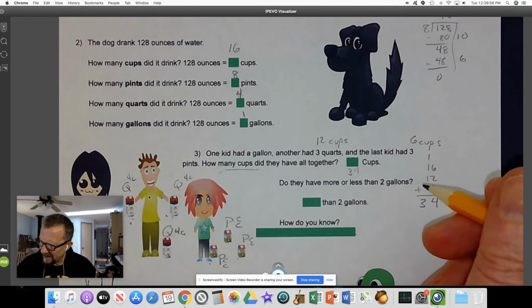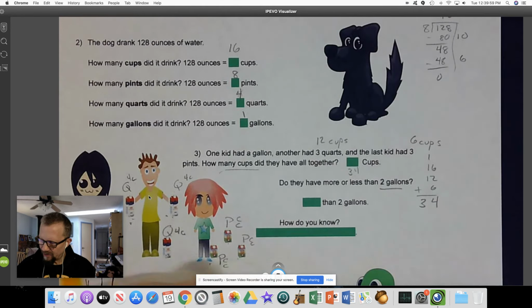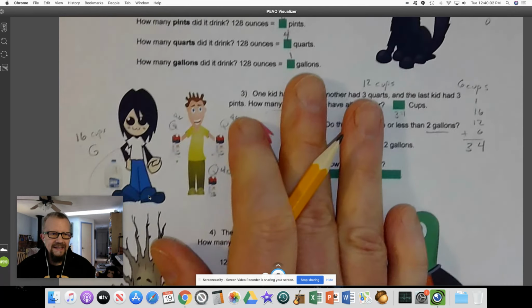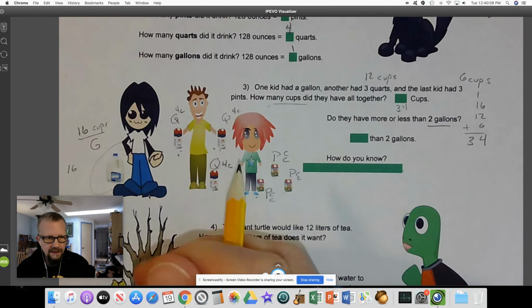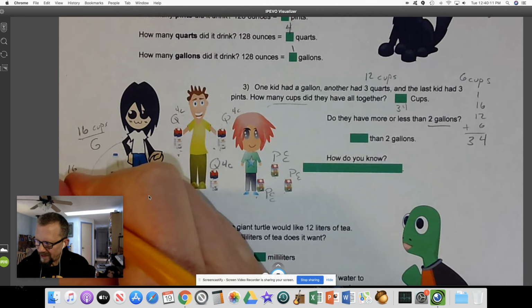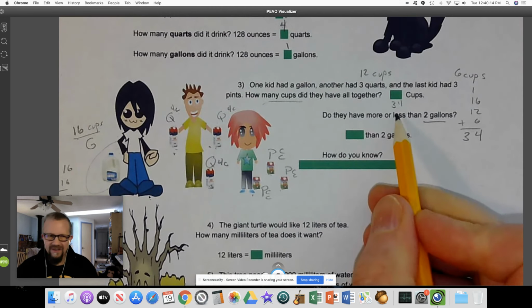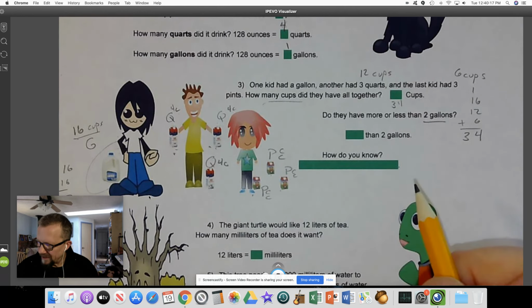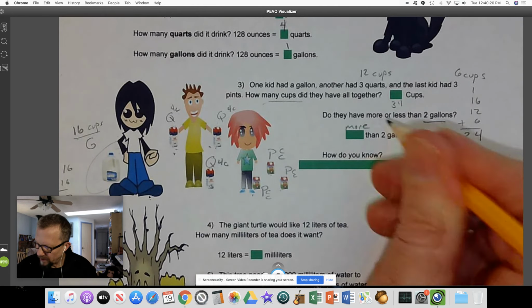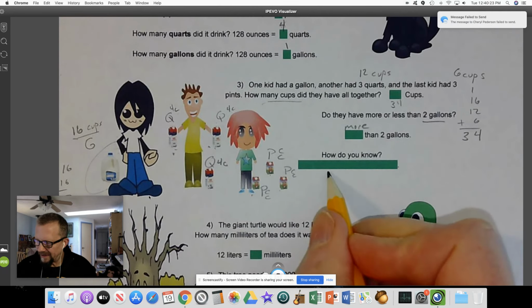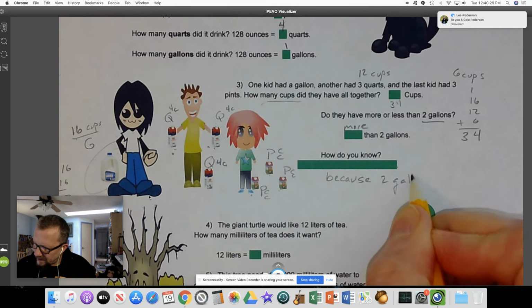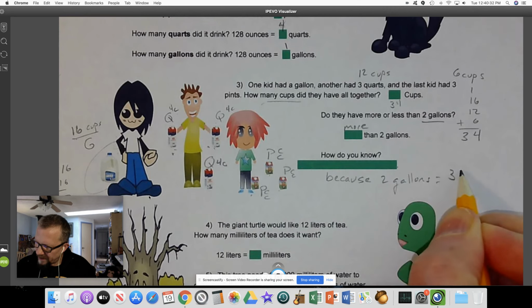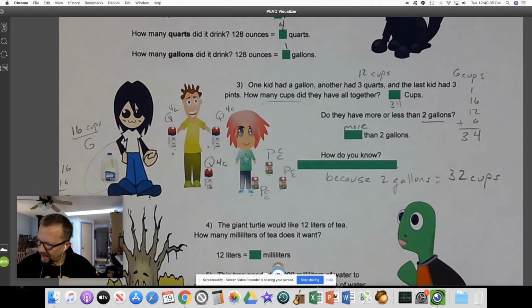And then is that more or less than 2 gallons? Well, we just said that a gallon was 16 cups over here, right? So 2 of those, 16 and 16, would make 32 cups in 2 gallons, and we have 34 cups. So it's more than 2 gallons, right? So this one will be more. And then how do we know? Well, we're just going to explain that we figured out that 2 gallons equals 32 cups. And we had 34 cups, so we had 2 more cups.